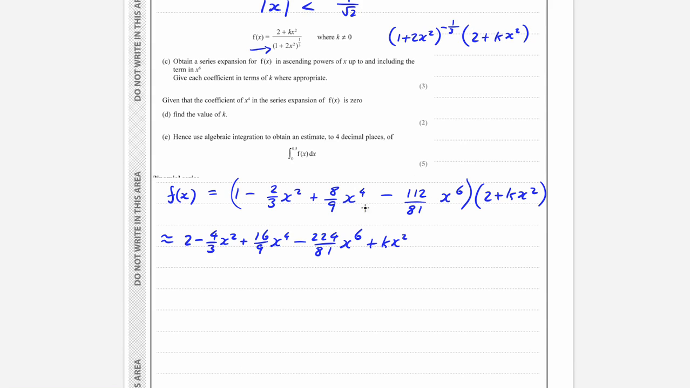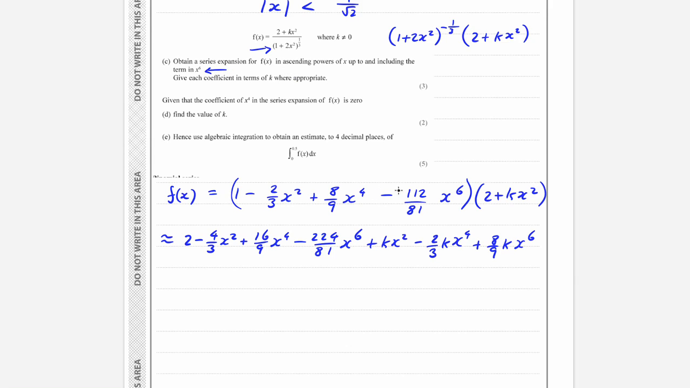Okay, and then plus I'm going to do kx squared times 1, so that's kx squared, and this times this is minus 2 over 3 k x to the 4, and then I'm just going to do the last term, which is plus 8 over 9 k x to the 6. Now this is why I wrote approximately equal to, and this is why I'm stopping here, because if I do this term times the final term, I'll get x to the 8, which is beyond what he wants.